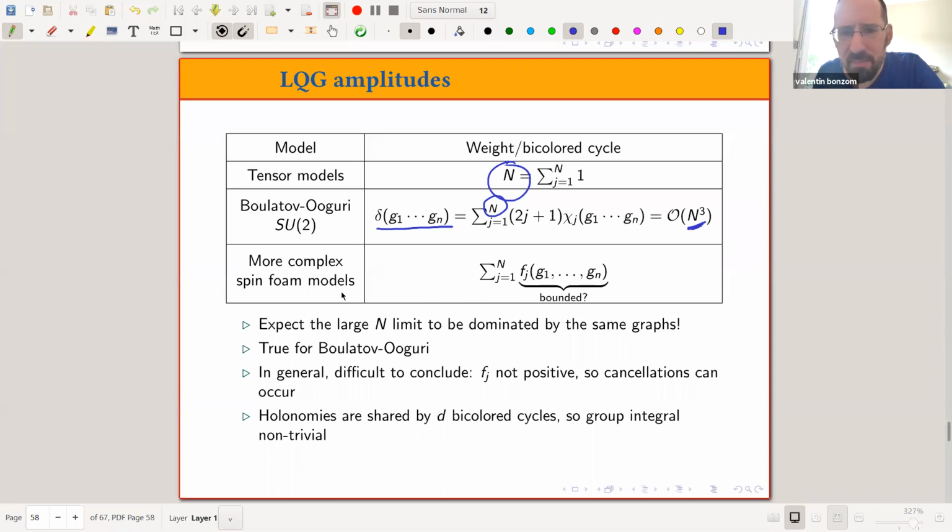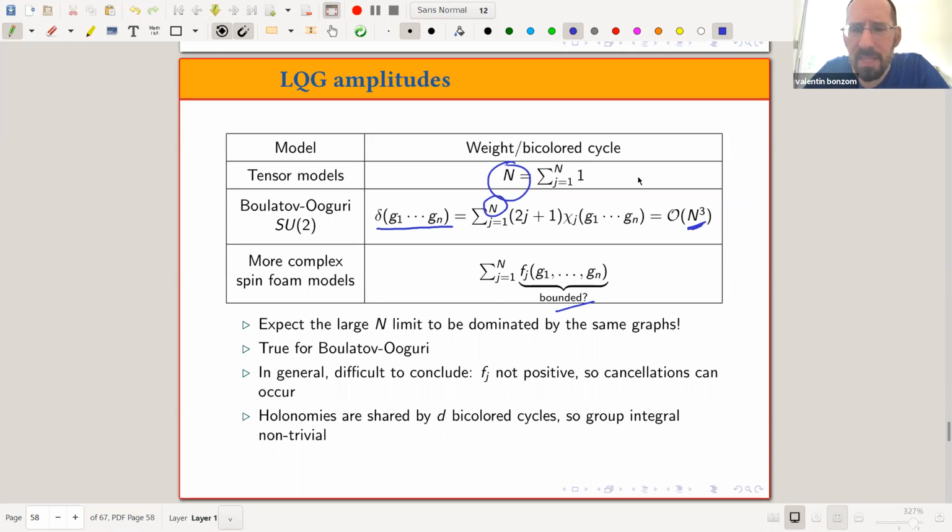But in more complex spin foam models, when you expand into modes, you have something like a sum of j from 1 to N of some function of the holonomies. And this function, is it bounded? Basically this symbol here means bound. So is it bounded? It sort of has to be, otherwise it's going to be very difficult to say anything.